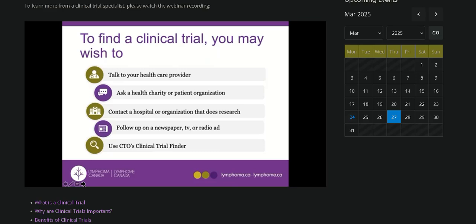Clinical Trials Ontario has worked in collaboration with patient organizations, health charities, and public members to develop a clinical trial finder. There you can look for a trial anywhere in Canada, or you can narrow it down to within so far from your postal code or within a certain province or territory. And I know Sarah will also talk to you about some other resources that Lymphoma Canada has that can help you as well. So there are a few different ways you can go about finding a clinical trial, and it might just be up to you and what your comfort level is with these different ways.